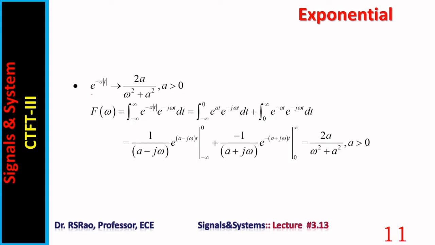We consider another exponential, e power minus a mod t. Its Fourier transform can be shown as 2a by omega square plus a square for positive values of a. Its Fourier transform is the integral from minus infinity to plus infinity of e power minus a mod t into e power minus j omega t dt. Now the integration limits can be split into two, minus infinity to 0 and 0 to infinity. So we have two expressions. Integration can be performed and a little bit of manipulation can be done, resulting in the expression 2a by omega square plus a square as the Fourier transform of e power minus a mod t.